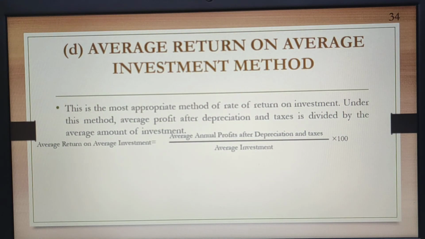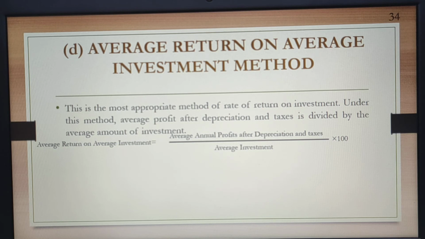Now our next method is the average return on average investment method. This is the most popular and appropriate rate of return method. Under this, average profit after depreciation and tax is divided by the average amount of investment. Here, we take investment on an average basis and return also on an average basis. We can judge this from the name, average return on average investment. How much return we can get on an average basis, and our investment is also average.